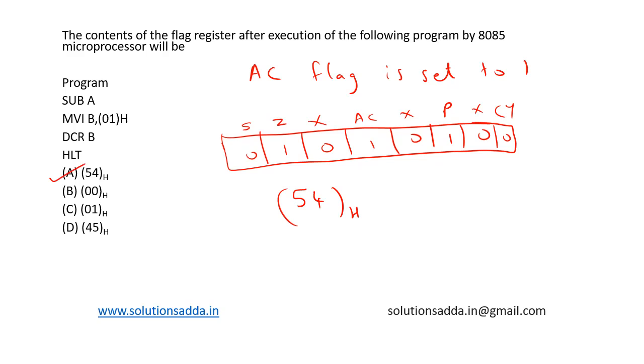Actually, the don't care can be either 0 or 1. So here we are assuming that it is 0. If we had assumed it as 1, then the answer would have been different. So actually this is not a right question because the don't care can be either 0 or 1. So proper information regarding what would be the don't care value has to be provided by the examiner. So assuming the don't care value is 0, we got the answer as option A, 54H.